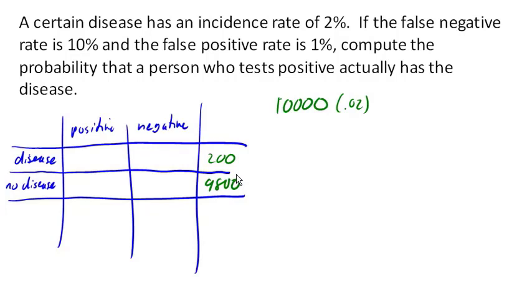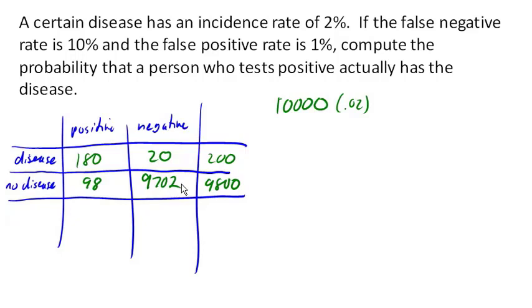Now, we have a false negative rate of 10%. That tells us that 10% of these 200 are going to incorrectly test negative. Meanwhile, the other 180 will correctly test positive. We also have a false positive rate of 1%, and that means that out of our people who don't have the disease, 1% of them, or 98 of them, are going to test positive. Meanwhile, the other 9,702 of them are going to correctly test negative.